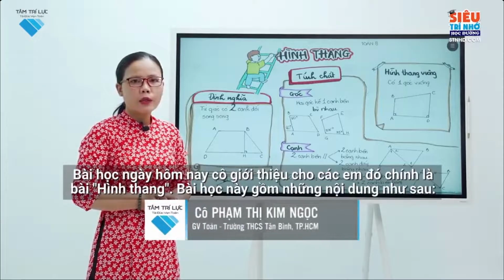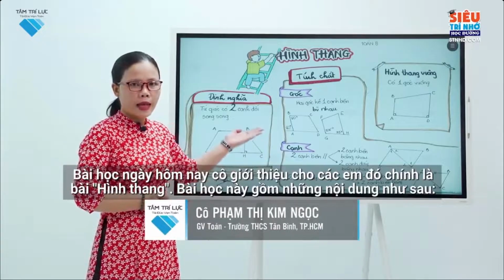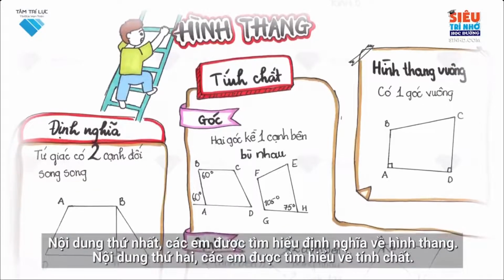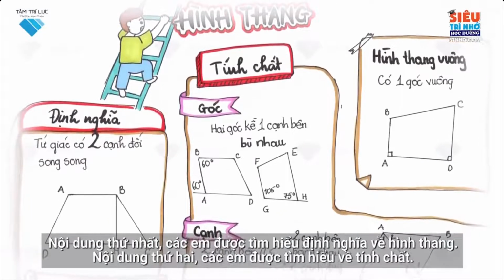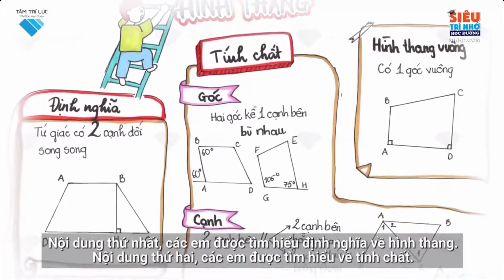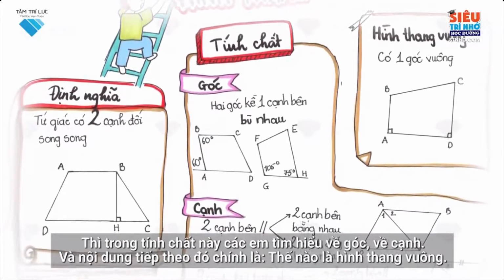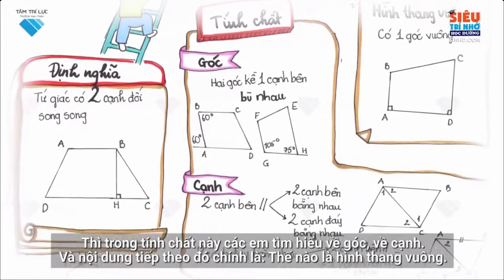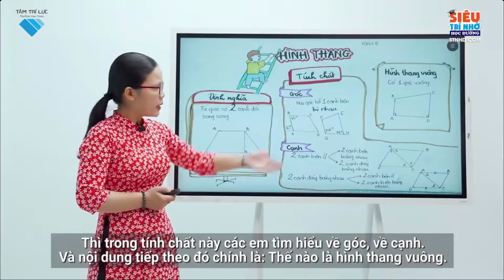The lesson I introduce to you today is trapezium. This lesson consists of the following sections. The first section is the definition of the trapezium. The second section is about the properties of the trapezium. In these properties, you will learn about angles and sides. The third is what a right trapezium is.